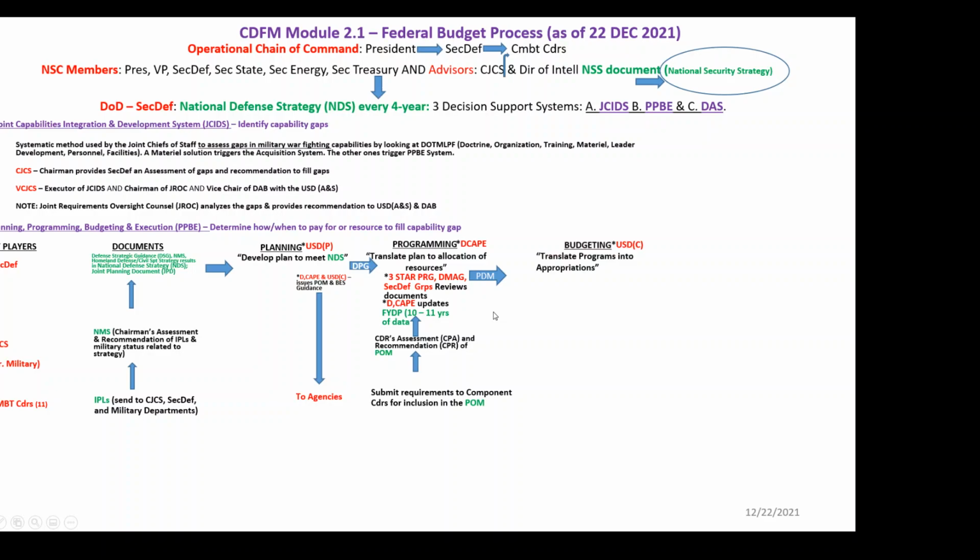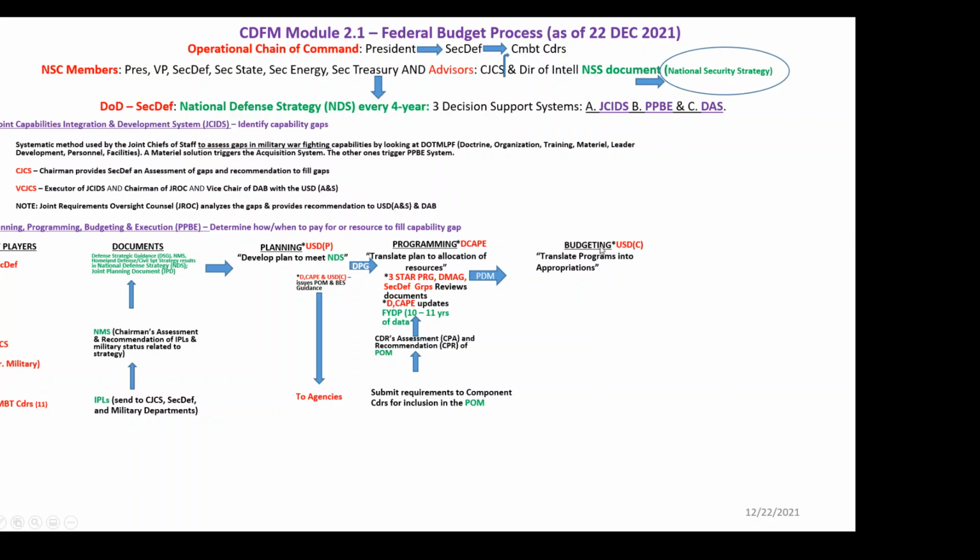Even though my diagram shows programming then budgeting, understand that because different entities handle programming and another entity handles budgeting, these are actually happening simultaneously. They're happening at the same time.